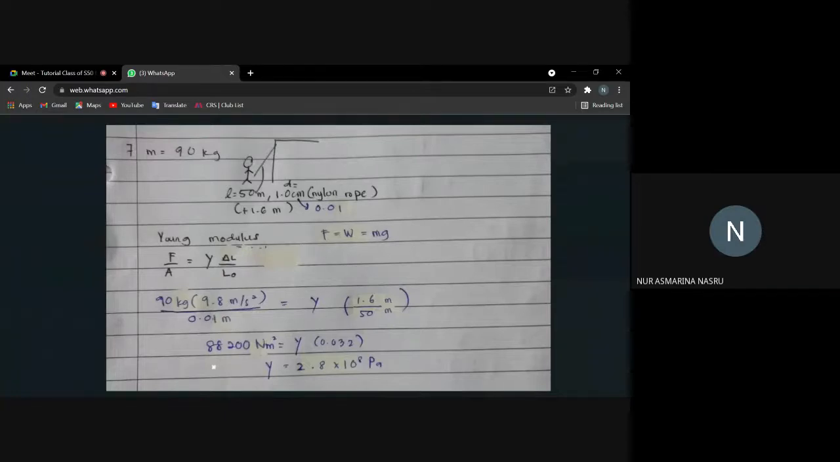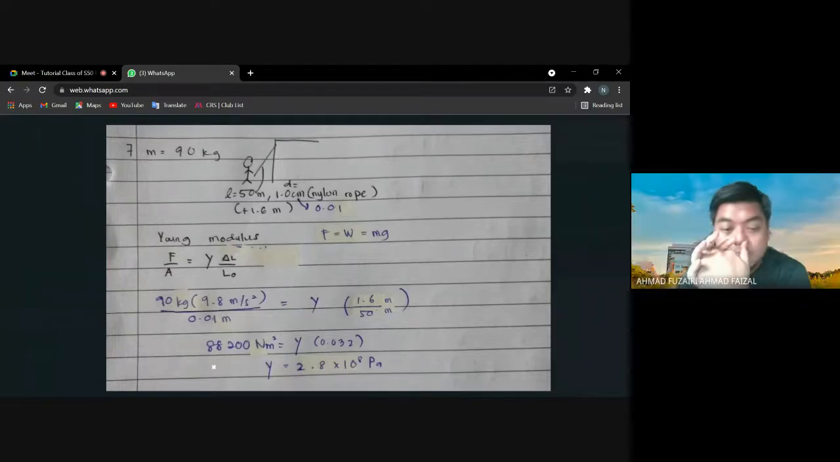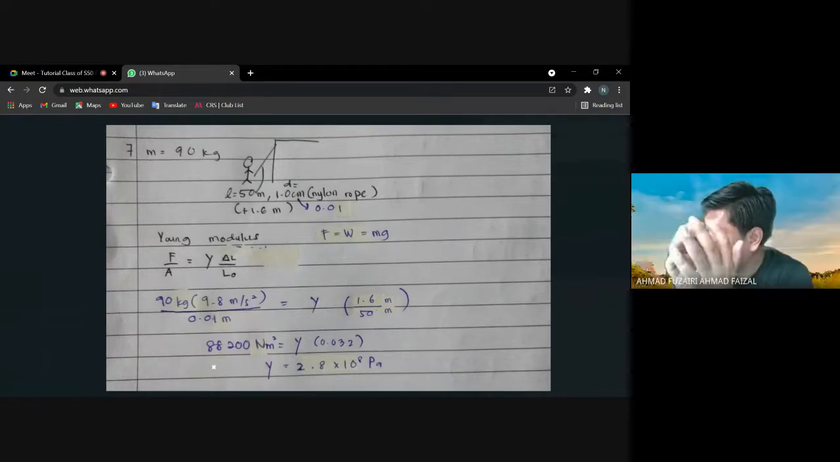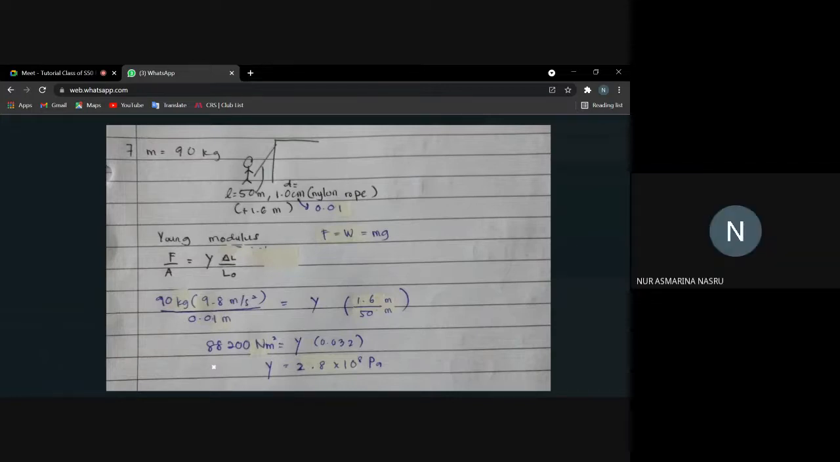Okay. So soalan dia, a 90 kg rock climber attaches a 50 meter long, 1 cm diameter nylon rope to the top of one of the eyes of the Porter's famous limestone cliffs. When fully supporting his weight, the rope elongates 1.6 m. Find its Young modulus. So, untuk cari Young modulus, kita guna formula F per A equal to Y delta L per L0. So saya masukkan nilai-nilai ni.